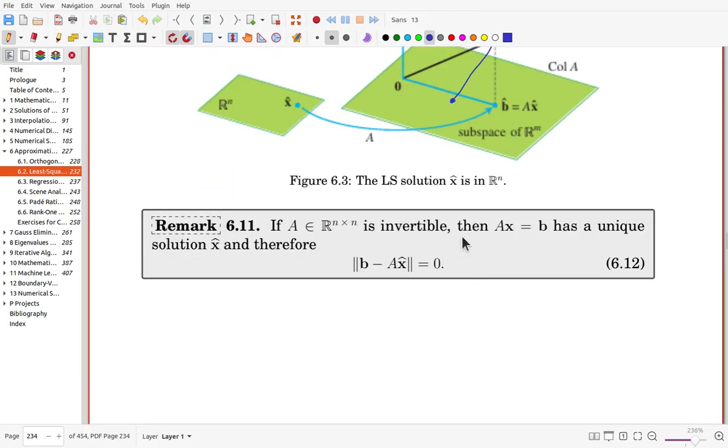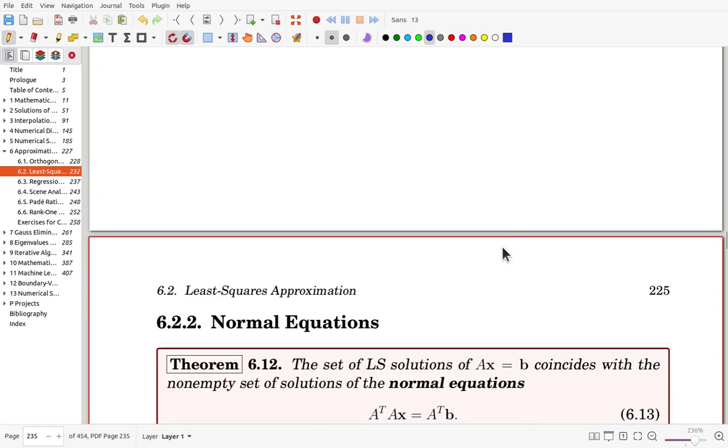If A is a square matrix and invertible, then Ax equals b has a unique solution, we know that, and then the least squares error must be 0. That is quite a simple result.